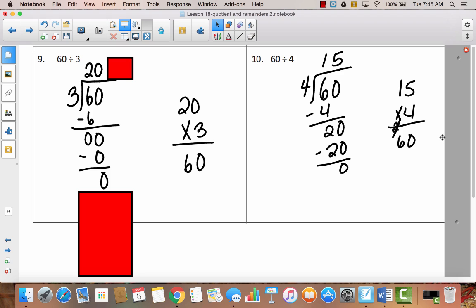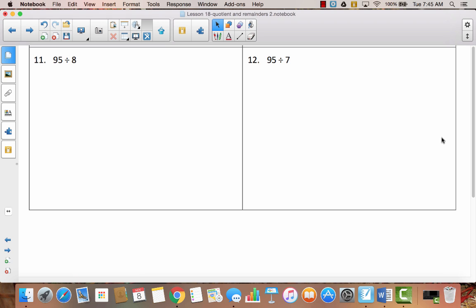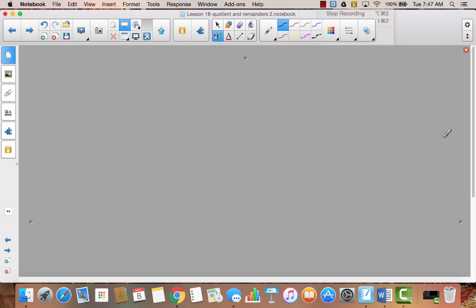All right, 2 problems left. 11 and 12. I'd like for you to try to do these by yourself. Now we're dividing by bigger numbers, so you're going to have to remember your 8s and your 7s to be able to do this. I'd like for you to try to do these problems all by yourself, and then we'll come back and check. Okay, so I thought these problems were pretty doable.